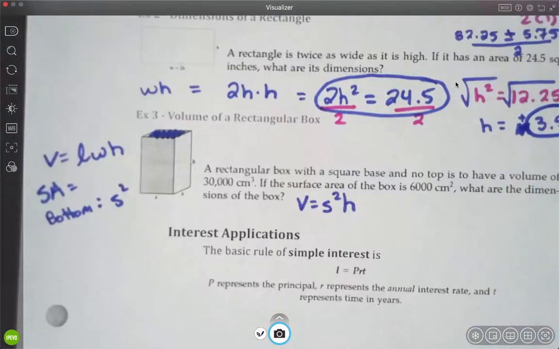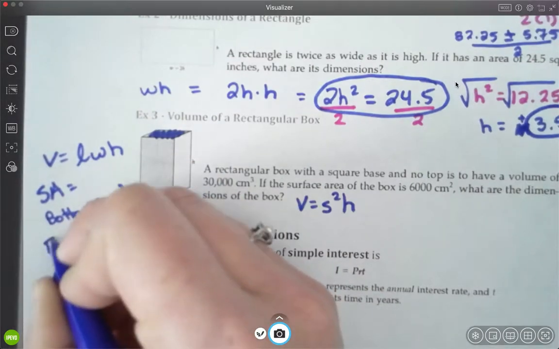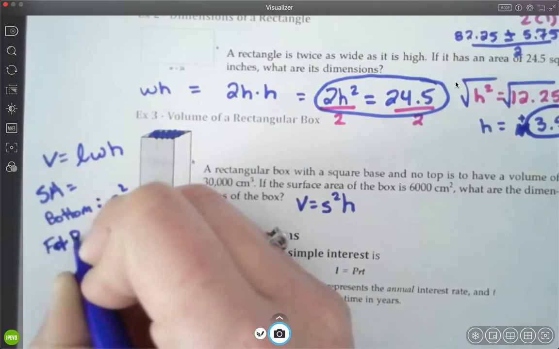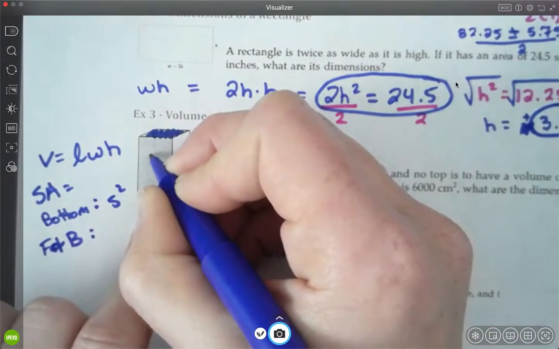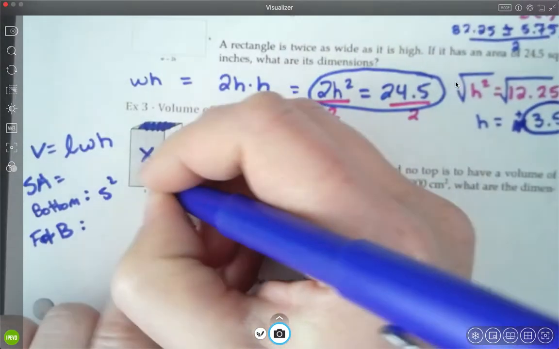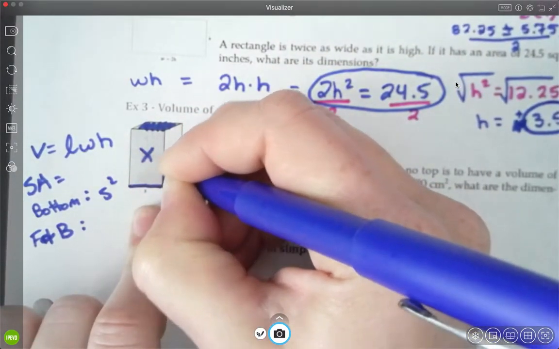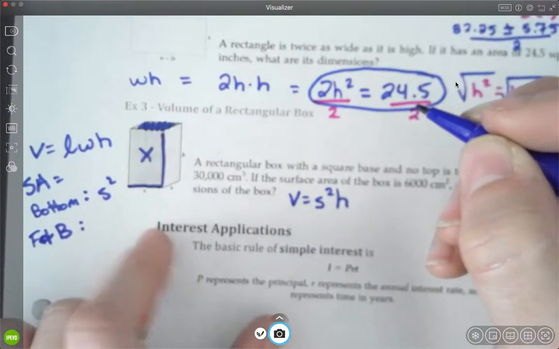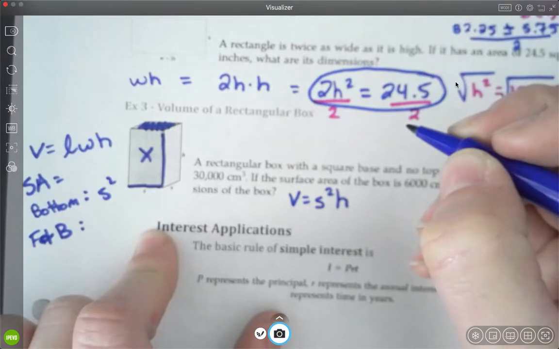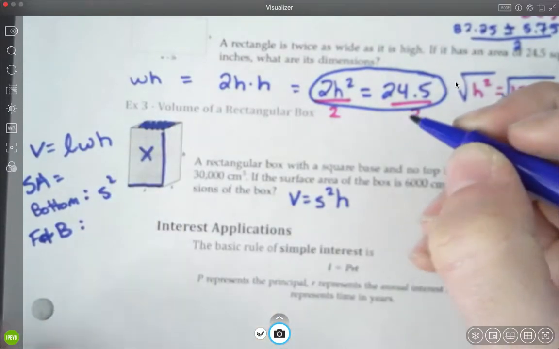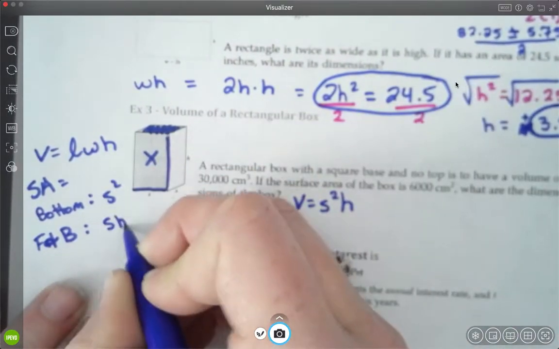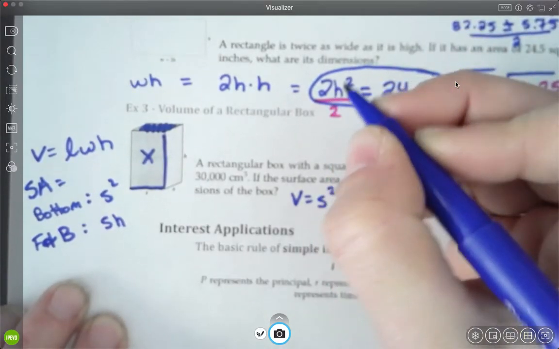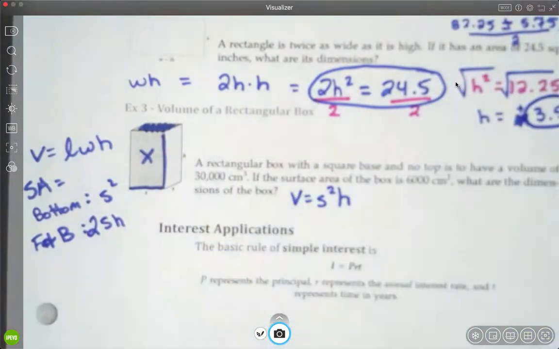Now, let's talk about the front and the back. I'm going to do F and B, front and back. The front is S by H. How do I find the area of the front and the back? S times H. So S times H is the front, but there's two of them, front and back. They're both S times H, so it's 2SH.